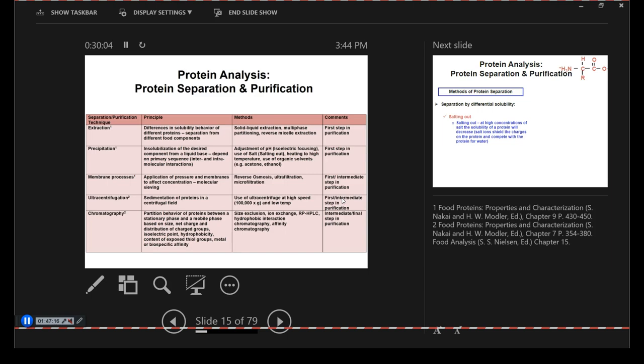So what I'm going to do tomorrow is walk through each of the different ways we can extract, precipitate, talk about membrane filtration, centrifugation, and chromatography in more detail tomorrow.